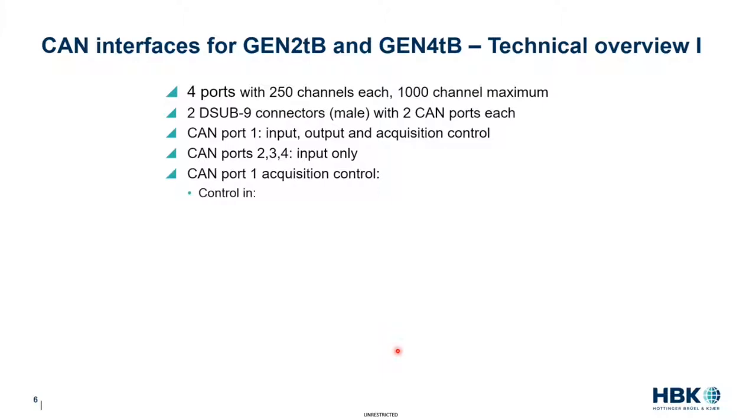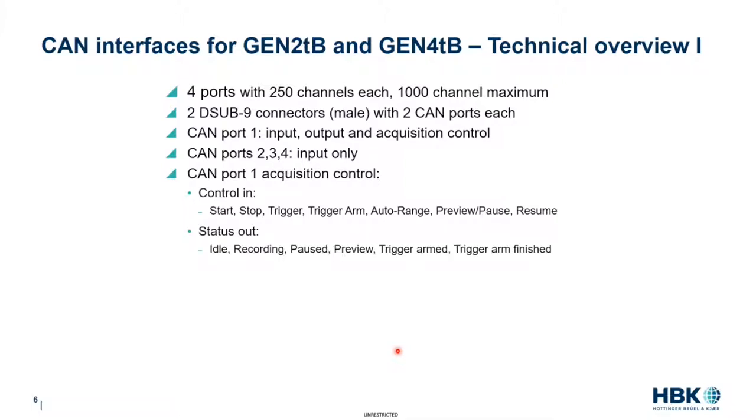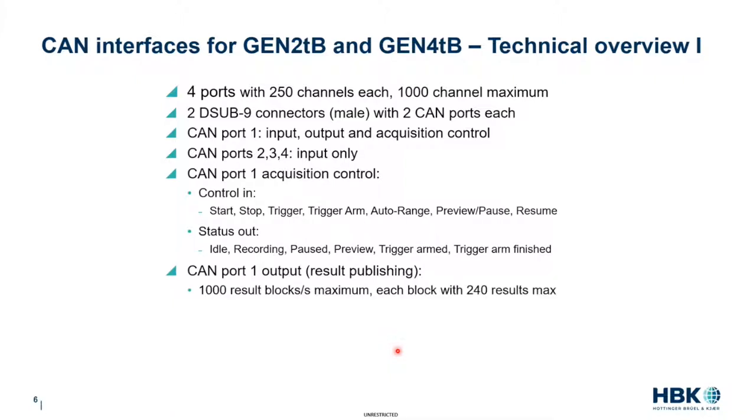Acquisition control, for example, can be start, stop, trigger arm, activate auto range, go to pause or preview or resume. And we also have handshake signals like mainframe is in idle mode, in recording mode, in pause mode, or whatever else. CAN port 1 can be used as output for result publishing with up to 1,000 result blocks per second, as already mentioned.